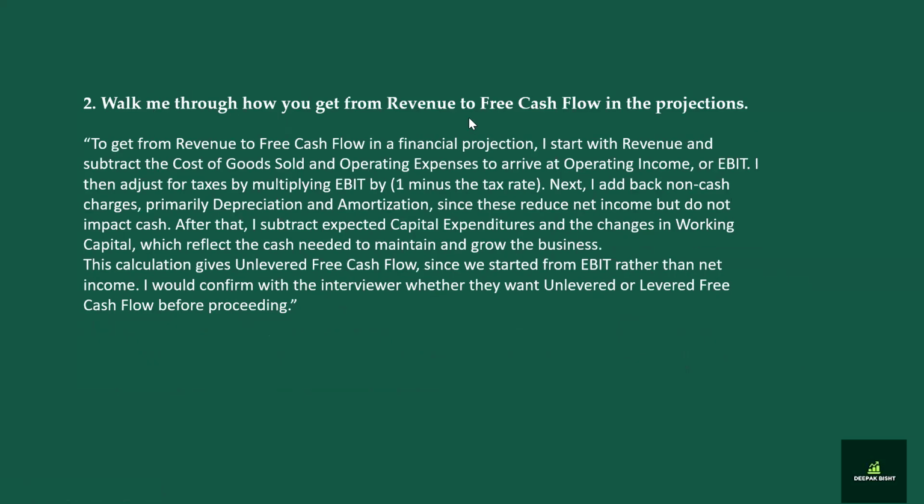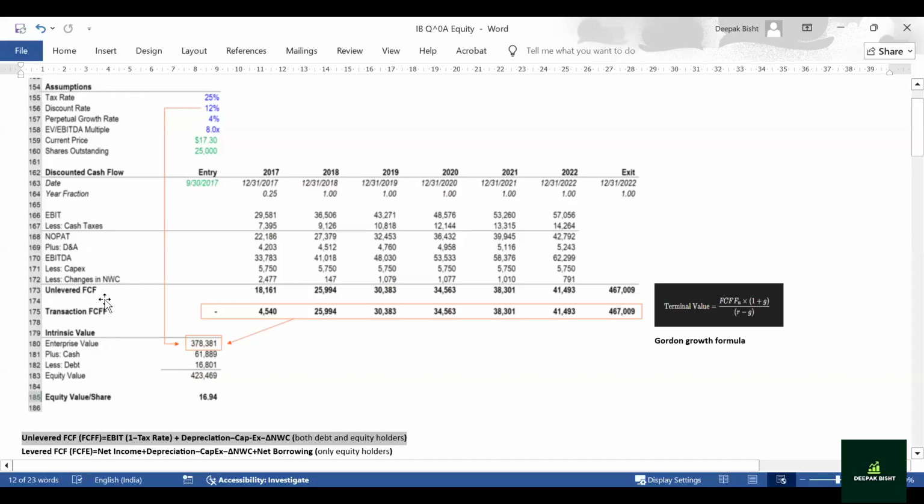Walk me through how you get from revenue to free cash flow in the projections. Basically, if you want to get to free cash flow in the projections, you actually start with the revenue. Subtract cost of goods sold. Then you get EBIT numbers. You adjust for taxes. The question is asking about revenue to free cash flow.